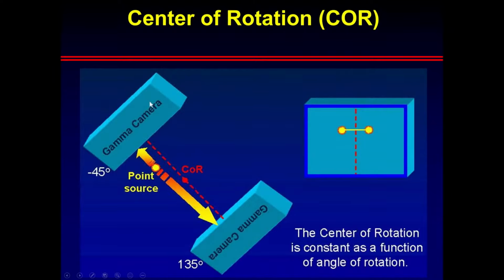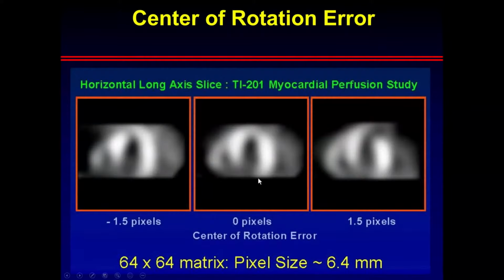This is looking at a myocardial perfusion scan with proper point source, 0 pixel deviation. And you can see the defects that occur, for instance, in the septum here with a minus 1.5 pixel, or in the lateral wall with a positive 1.5 pixel deviation in center of rotation, okay? And so if you didn't know there was a center of rotation error, you might call this a septal or apical septal defect or an apical lateral perfusion defect, when in fact the patient had no defect. It was just an artifact. So these kinds of corrections are extremely important.